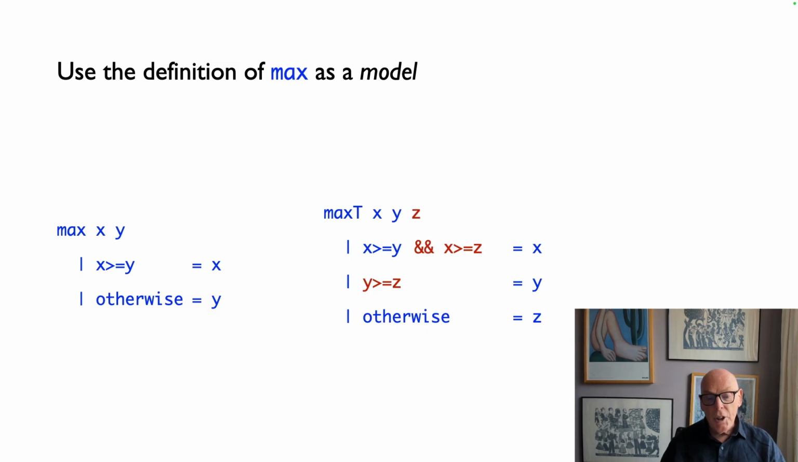So we took a definition and we modified it. We took it as a model for what the answer should look like. And that's often how we think. We start with something we understand and we modify it into the thing we're trying to produce.